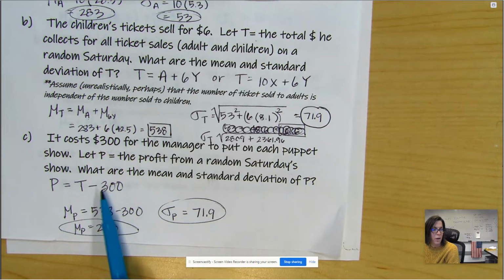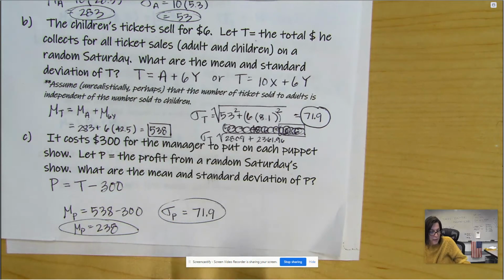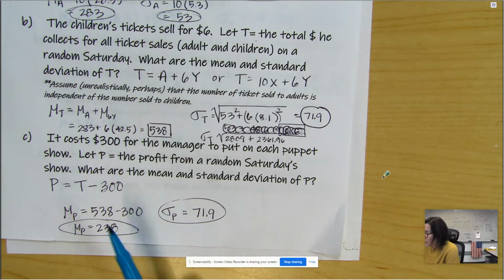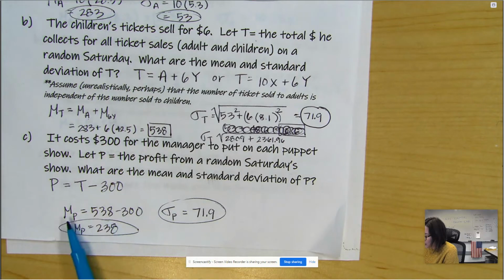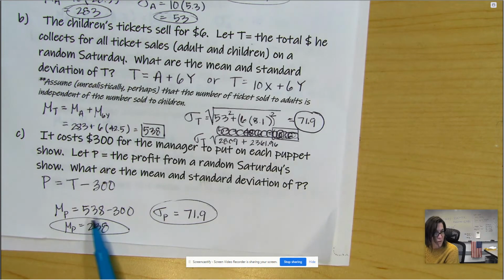When you subtract a constant, the mean also gets subtracted by that constant, but the standard deviation doesn't. It stays where it's at. Okay. So we have the mean of his profit is going to be, on average, he's making $538 in revenue. We're just going to subtract 300, his cost. That makes sense. His mean profit is 238.